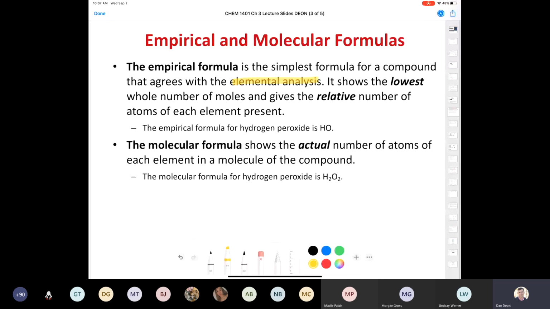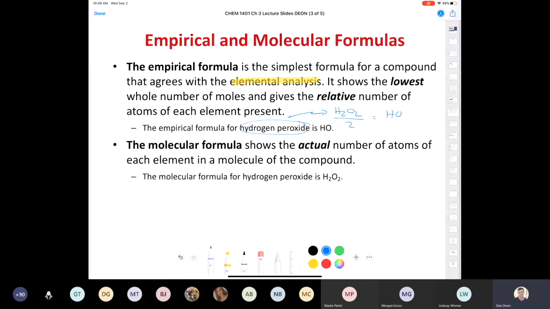Sometimes it could be used to maybe identify metabolites or something. Anyhow, an empirical formula is the simplest formula for a compound that agrees with the elemental analysis. It shows the lowest whole number of moles and gives the relative numbers of atoms of each element present. So it says here, the empirical formula for hydrogen peroxide is HO. The molecular formula for hydrogen peroxide is actually H2O2. So all an empirical formula is, is the lowest whole number ratio that you can have. Well, if you divide the whole thing by 2, you'd get HO. So that's what an empirical formula is.